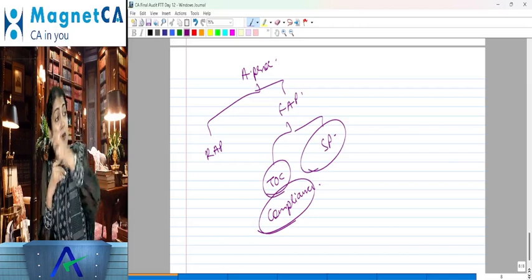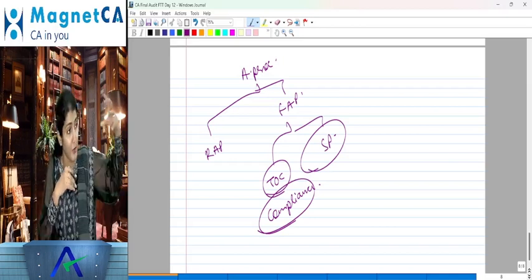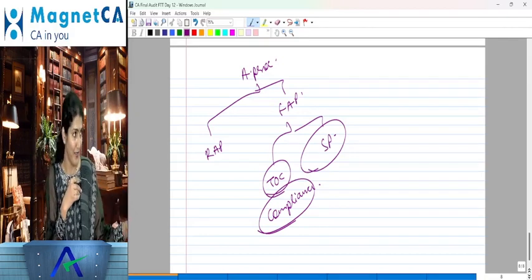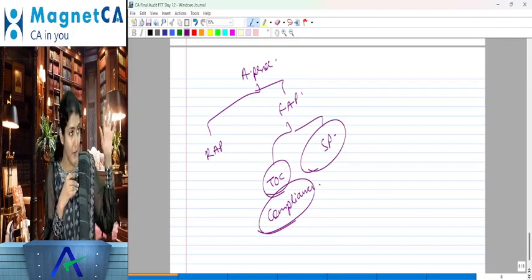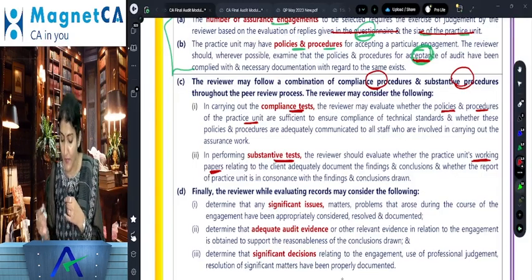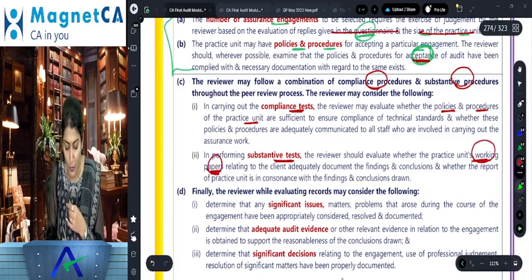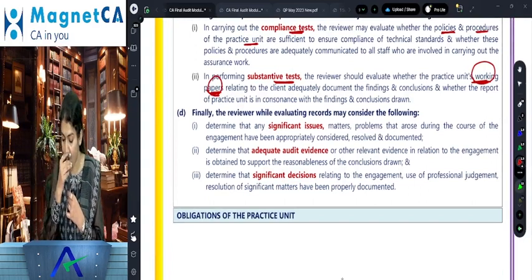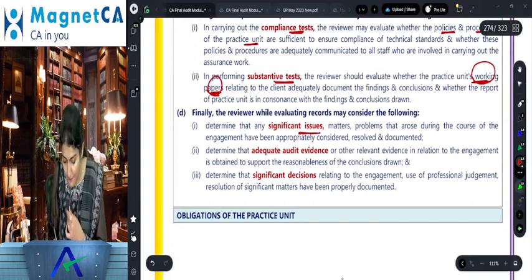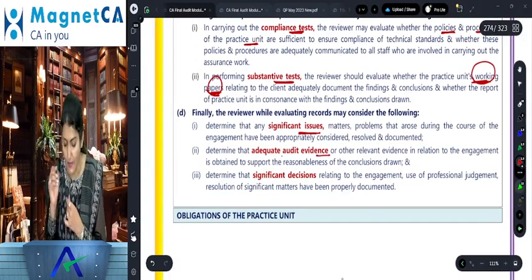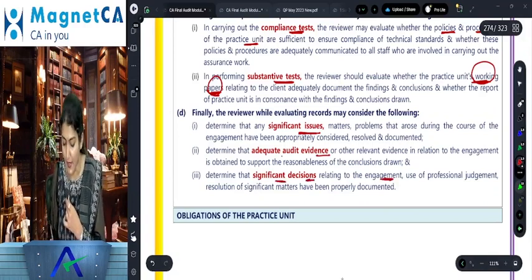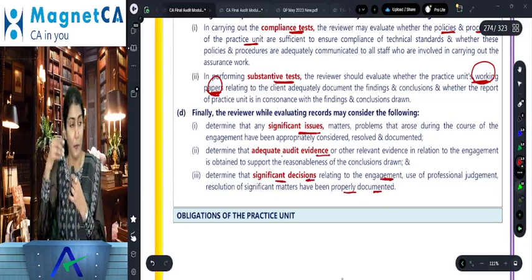But now the reviewer who is coming, what is he doing? He is doing the compliance procedures and the substantive procedures on your CA firm. So he's checking your systems, policies and procedures, and he's also going to review your working papers. And finally, the reviewer will also review what records? Records regarding the significant issues, whether adequate audit evidence has been obtained, and also whether significant decisions relating to the engagement have been properly documented.